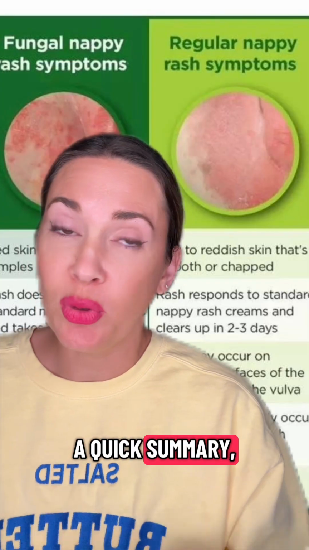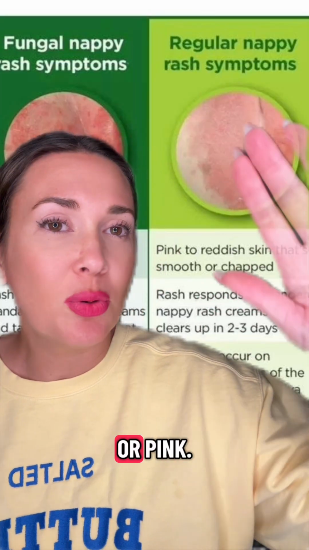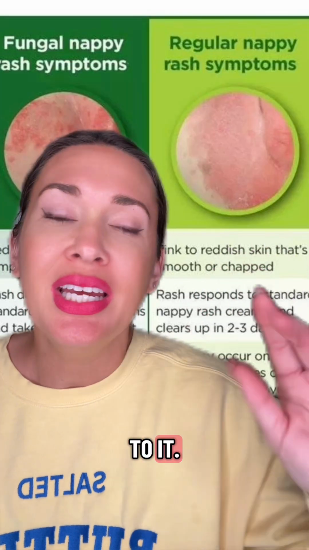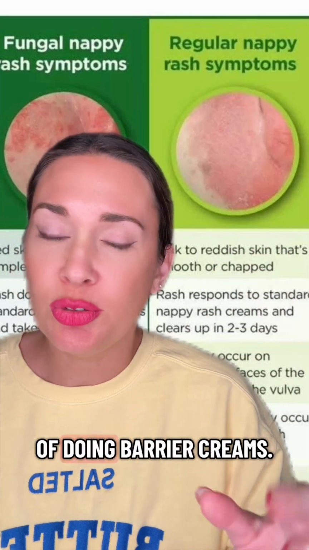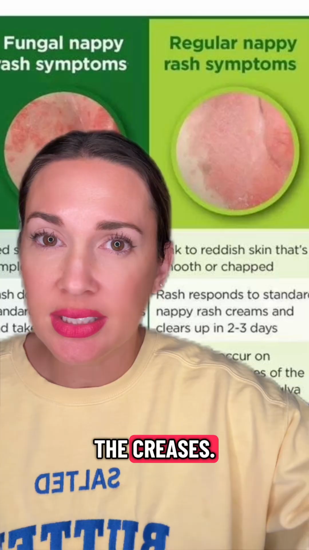So to do a quick summary, this is our regular run-of-the-mill diaper rash. It's going to be red or pink. It can be smooth, can look like a chapped appearance to it. It does get better within 2 or 3 days of doing barrier creams. And remember that this is typically going to spare the creases.